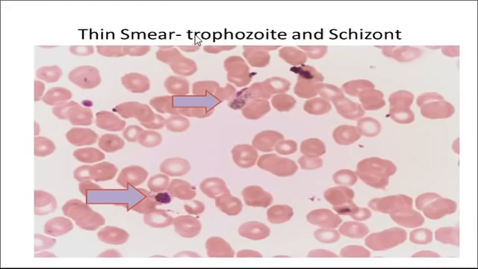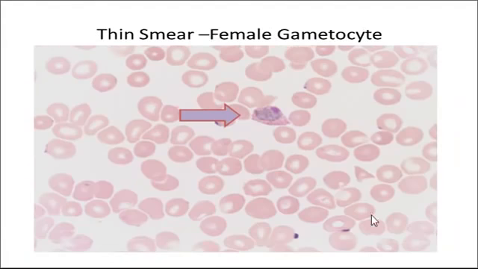Now, this field shows both a trophozoite as well as a schizont. This is a schizont here below, and above it you can see a shapeless amoeboid form in an enlarged RBC having Schaffner's dots. This is a ring form here in the extreme left, which I have not marked. And this shows a female gametocyte. Actually, it's not necessary to identify if it is female or male in a smear, but for educational purpose, I have mentioned that.